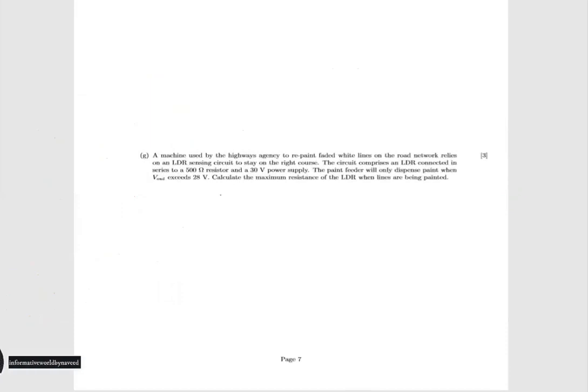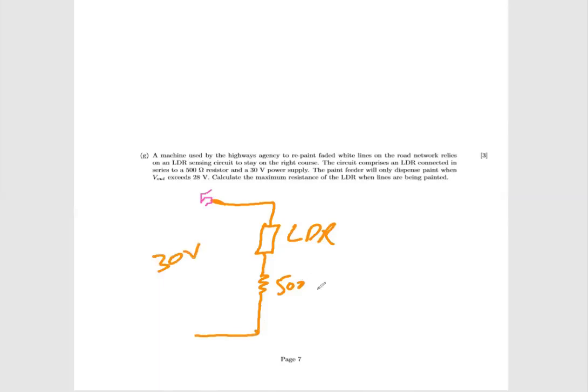Okay, it's 3:17. Let's do this question, then I will go. Read this question. Okay, good idea, draw it first. Then 500 ohms, 5 volt. The paint meter dispenses paint when Vout exceeds 28 volts. Calculate the maximum resistance of the LDR when lines are being painted.